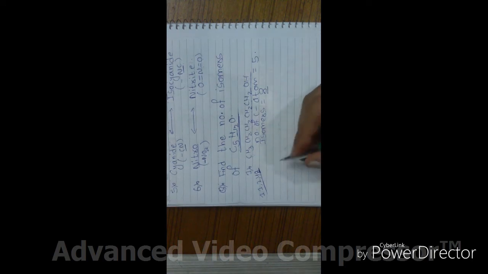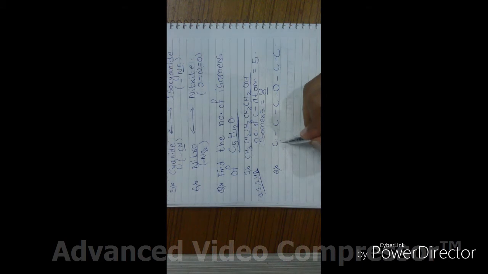Then we have to write it in the ether form, because alcohol and ether are functional isomers. So we have to write it down in ether form. So 1 carbon, 2 carbon, 3 carbon and O, 4 carbon, 5 carbon.